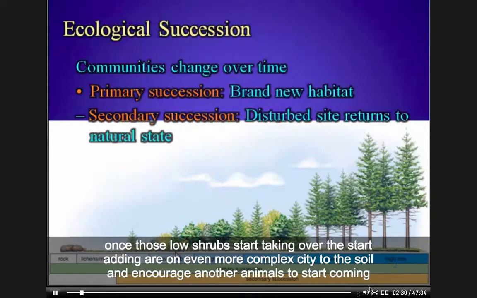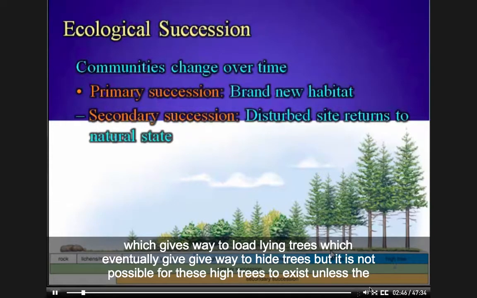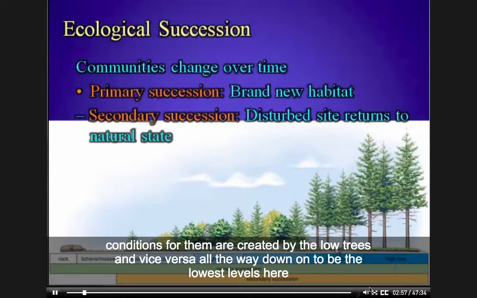Once those low shrubs start taking over, they start adding even more complexity to the soil and encouraging other animals to start coming in. Then it becomes suitable for high shrubs, which then give way to shrub-like trees, which gives way to low-lying trees, which eventually give way to high trees. But it is not possible for these high trees to exist unless the conditions for them are created by the low trees, and vice versa, all the way down to the lowest levels here.